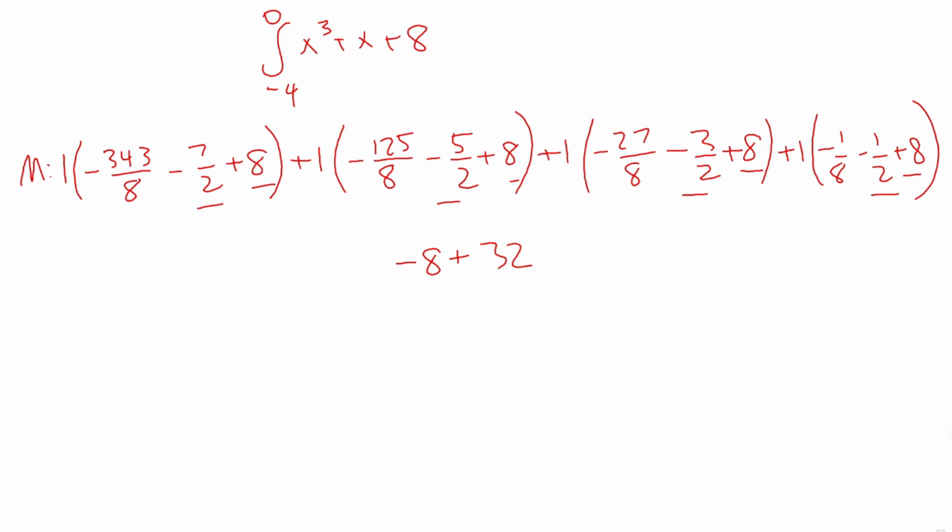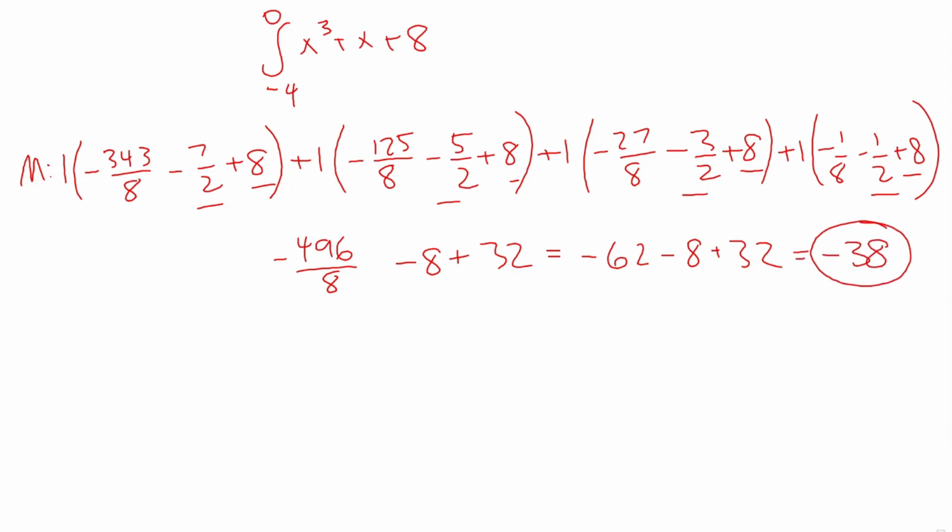And then we've got -343/8. What do we got? Plus -125/8, minus 27/8, minus 1/8. If you put all those together, that should be negative 496/8. Well, negative 496/8 is negative 62. So we have negative 62 minus 8 plus 32, which looks like that comes out to be negative 70 plus 32, which is negative 38.